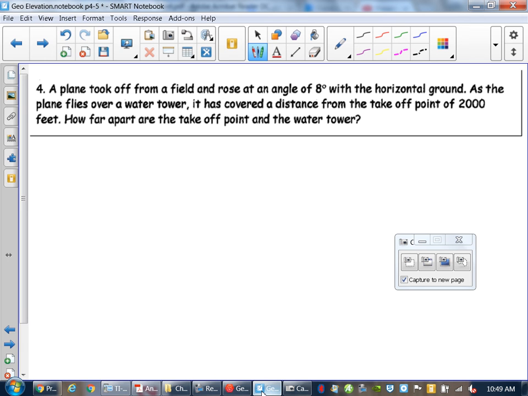A plane takes off from a field, rising at an angle of 8 degrees with the horizontal ground. As the plane flies over the water tower, it has covered a distance from the point of takeoff of 2,000 feet. How far apart are the takeoff point and the water tower? So, what do you have to draw? A plane, a water tower, and a horizontal field, ground.